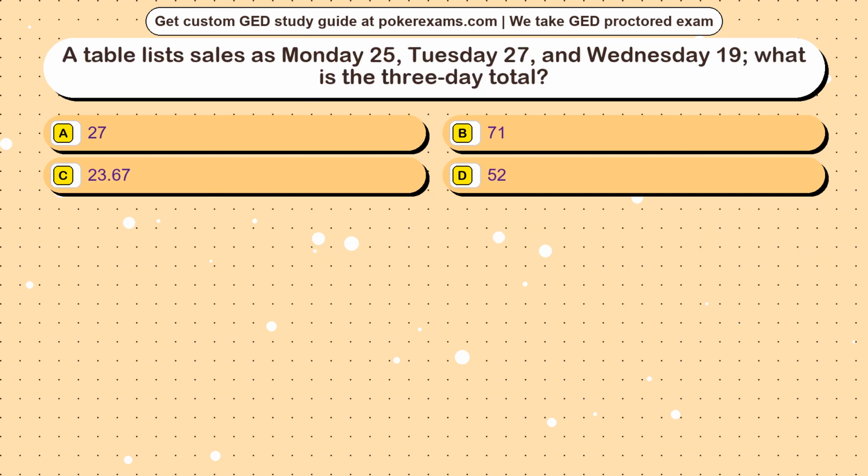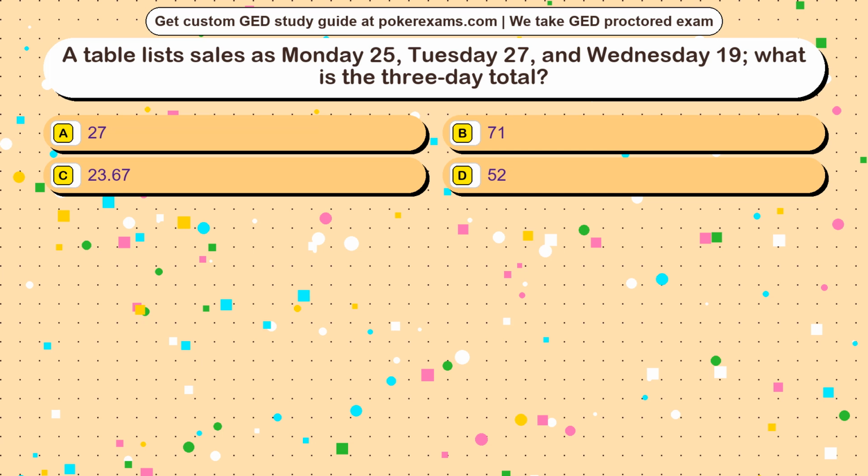Question 19. A table lists sales as Monday 25, Tuesday 27, and Wednesday 19. What is the 3-day total? Option A, 27. Option B, 71. Option C, 23.67. Option D, 52.